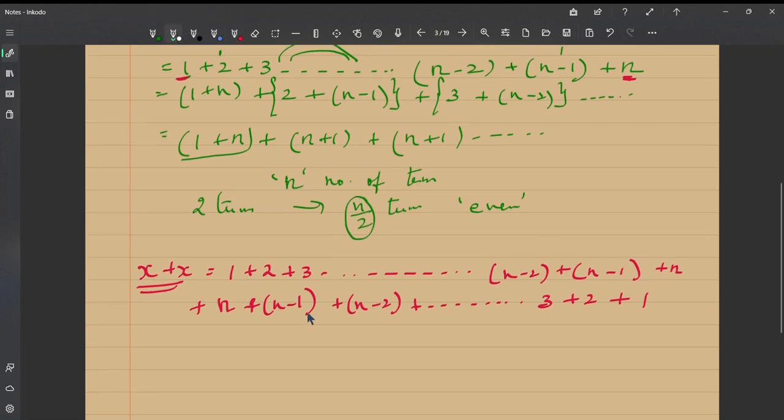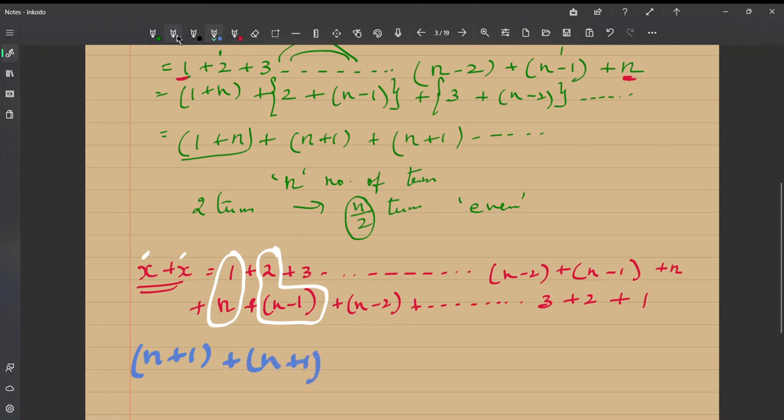Now I'll just show you the first term and the last, not the last term of course. We are adding 1 plus n. The first term of the first sum x and the first term of the same sum of finite natural numbers written in the reverse order. So this will give us n plus 1. And now let's add 2 and n minus 1, right? 2 plus n minus 1, which will also give us, as we saw before, n plus 1, isn't it?